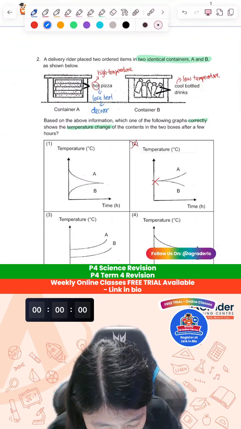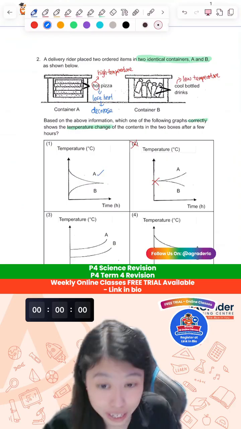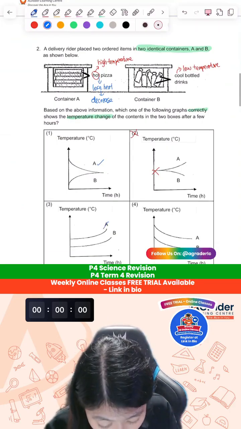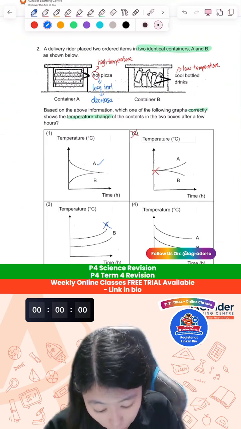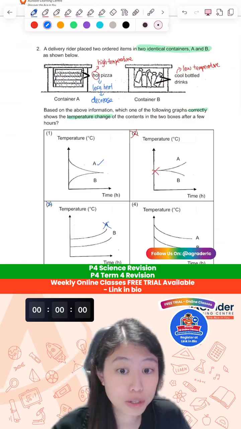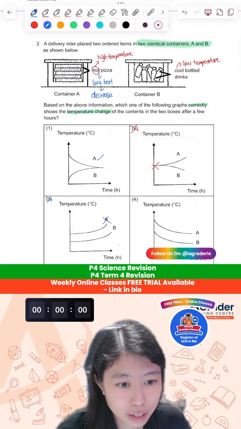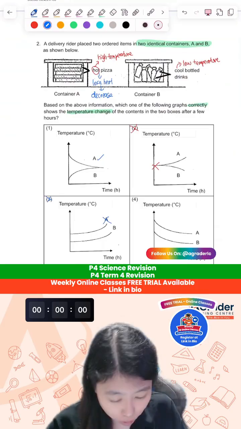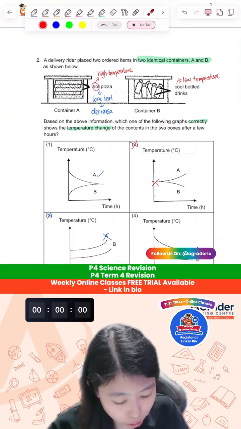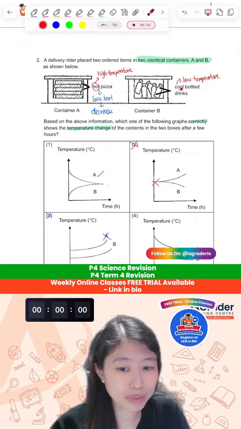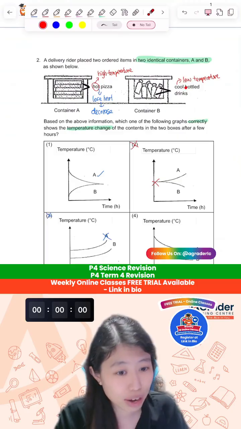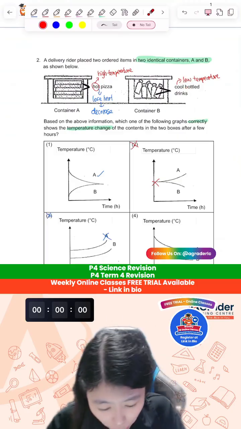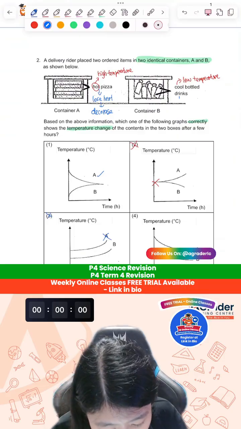So number 1 shows me that A decreases in temperature. Number 2 doesn't show me. Number 3 doesn't show me that A decreases in temperature, so number 3 is wrong already. But number 4, it shows me A decreases. But what about B? For cool bottled drinks, a lot of you very good. If something is cold, cold things should gain heat. Yes, very good. Cold things are supposed to gain heat.